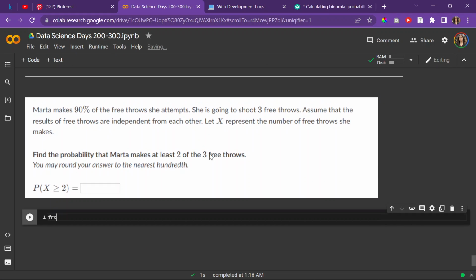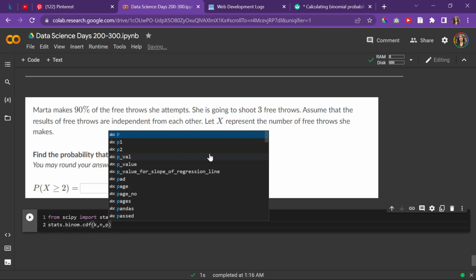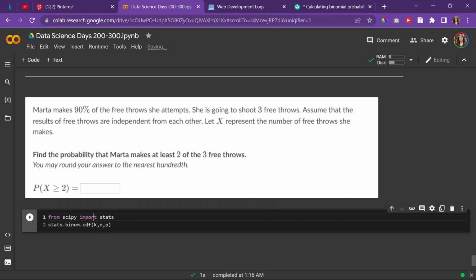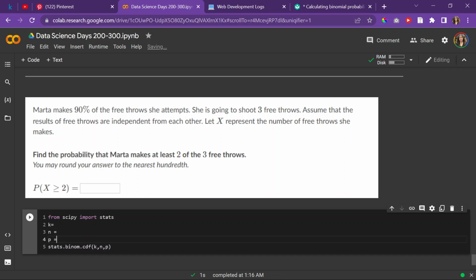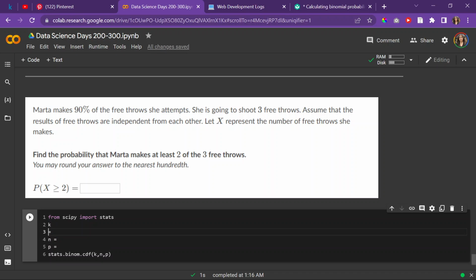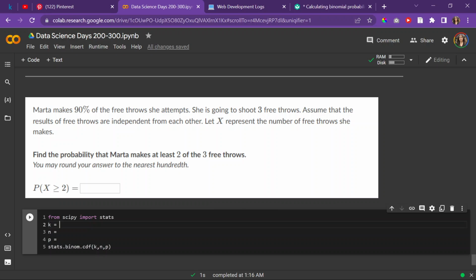Let me set up my template here: from SciPy import stats. It's stats.binom because we're working with greater than, and it's k, n, p. And then I'll set up my variables: k, n, and then p. Okay, so let's read the problem.